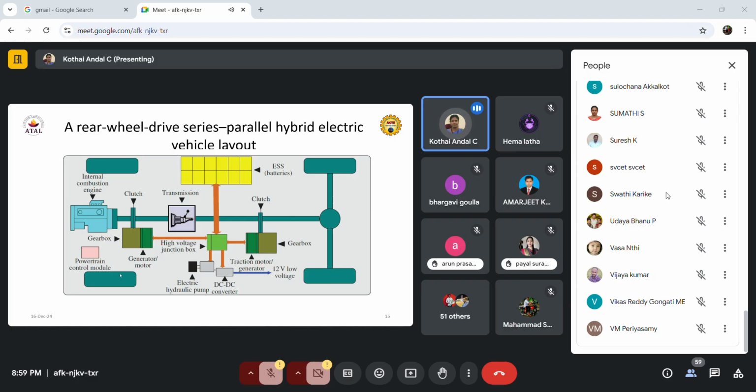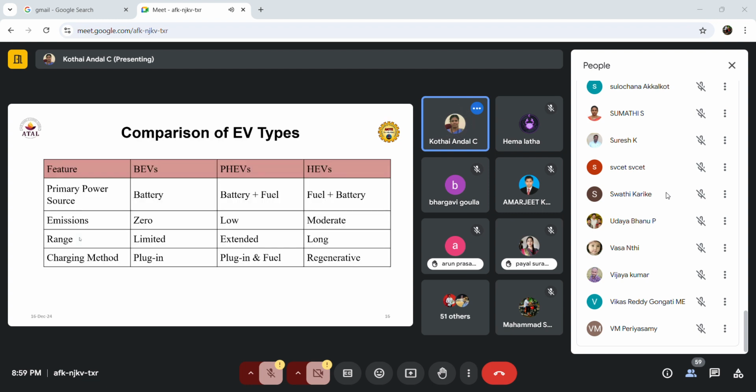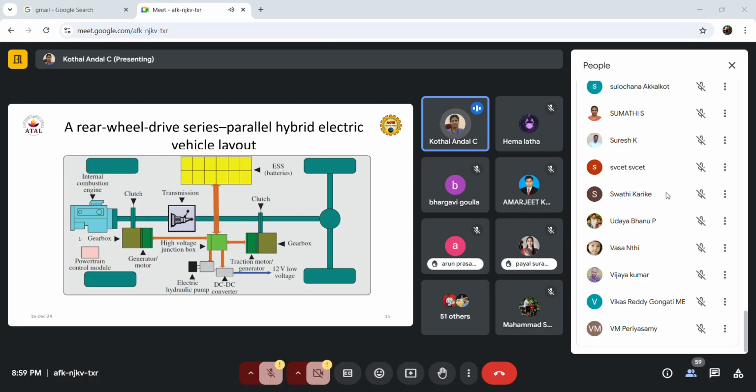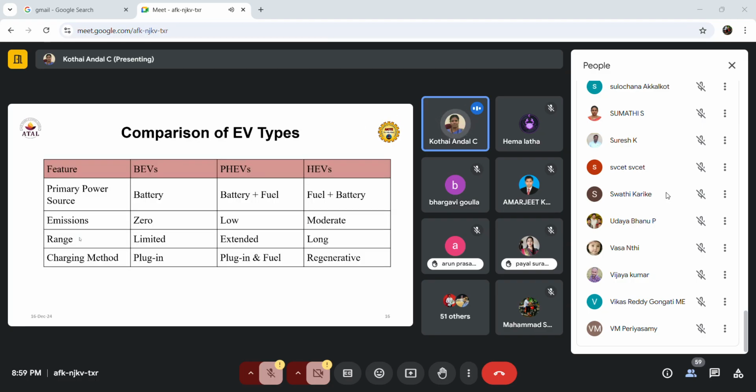When we go on the highway, the parallel hybrid vehicle is preferable. When we go up slopes and downs, if the vehicle needs more torque, then we can make both series and parallel combination. The main advantage here is that the battery can also charge simultaneously. So that is the mode of operation, the series parallel combination.